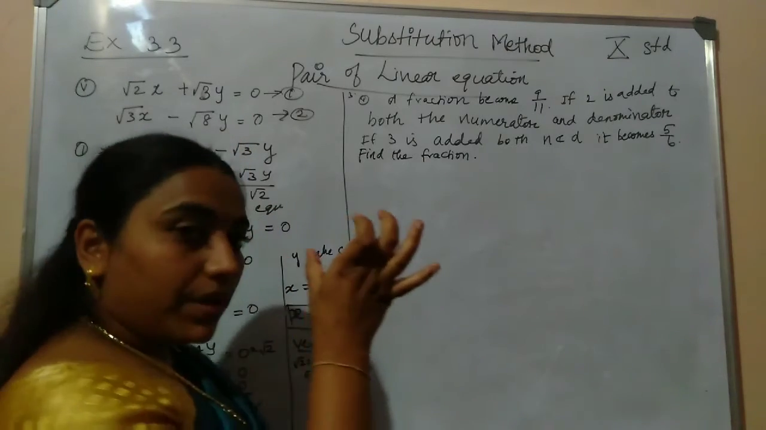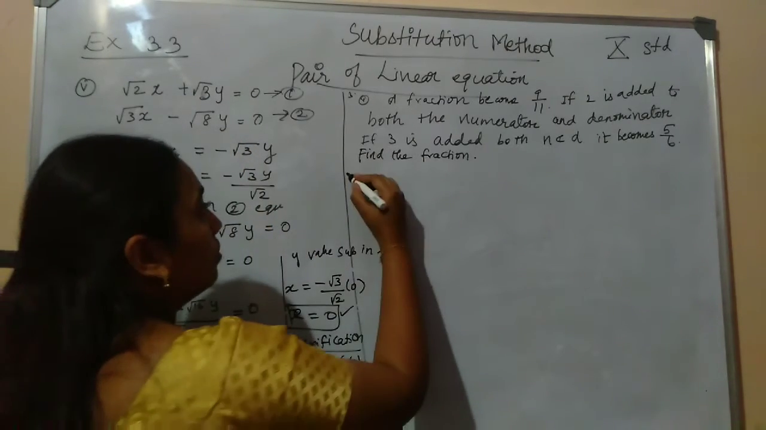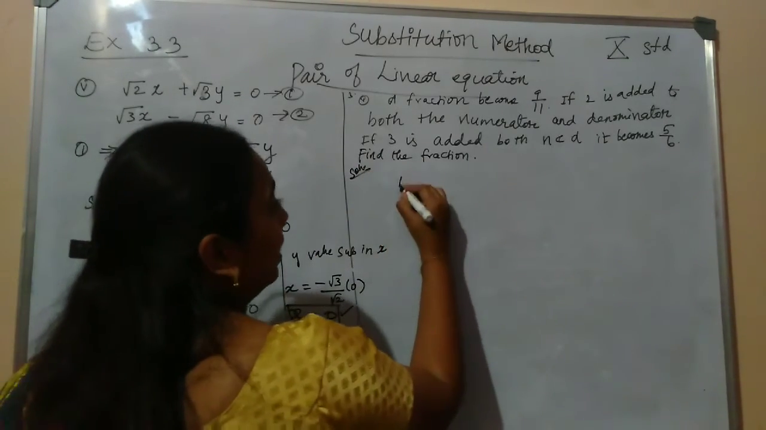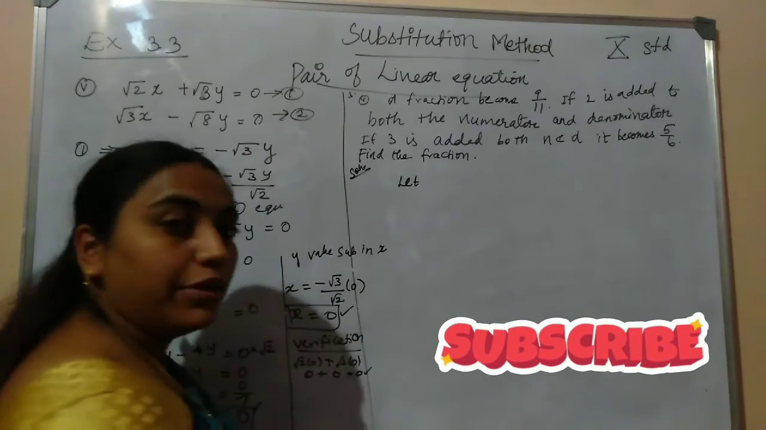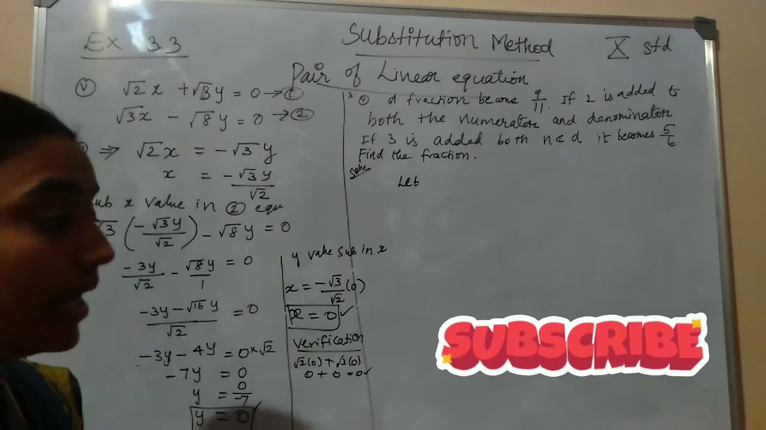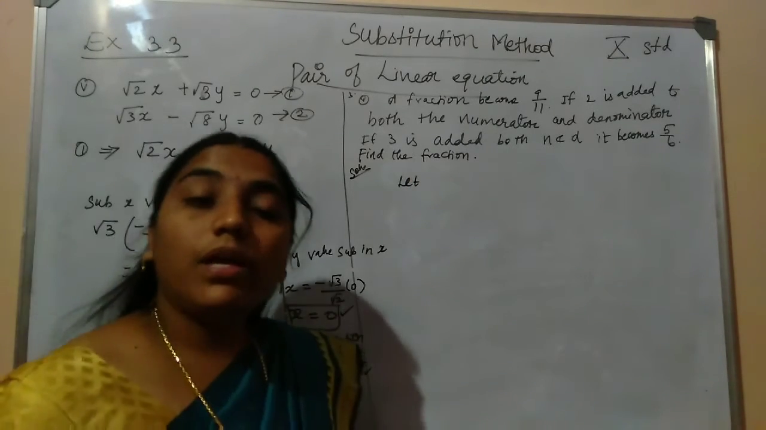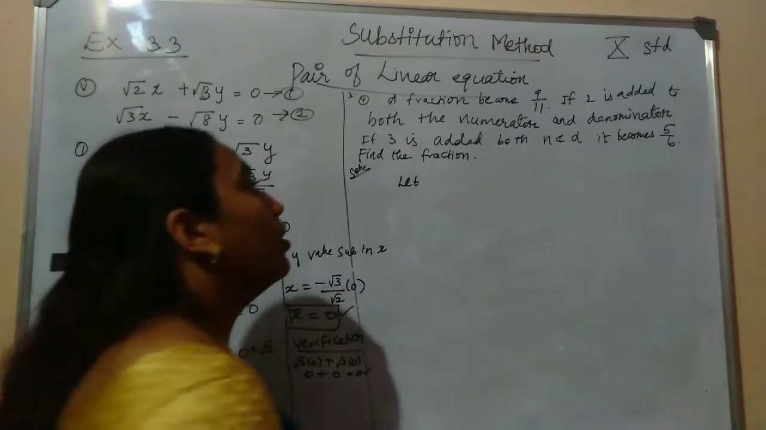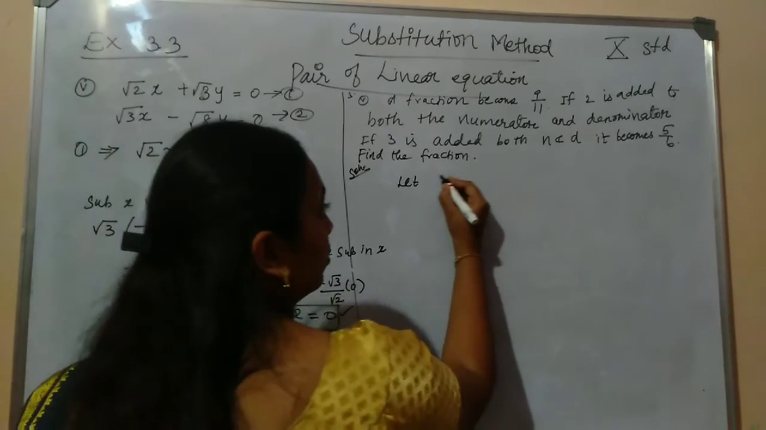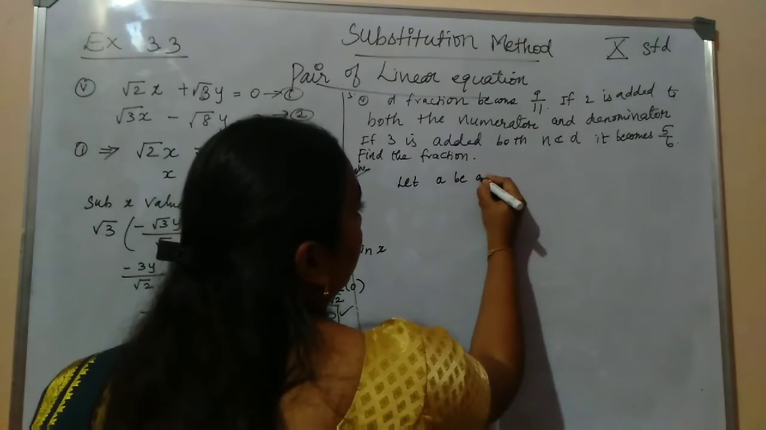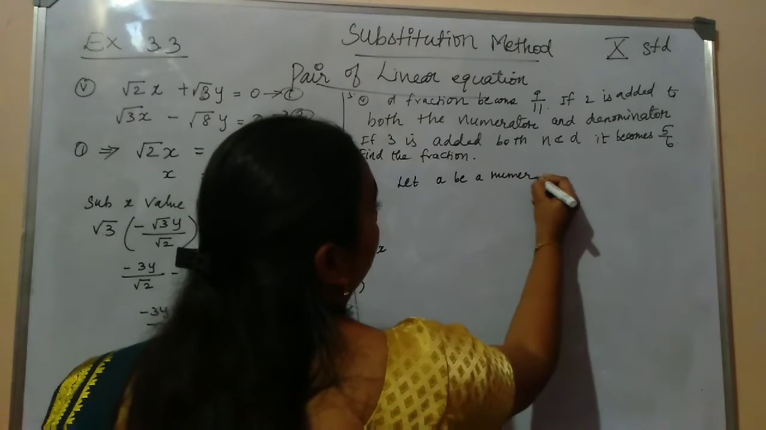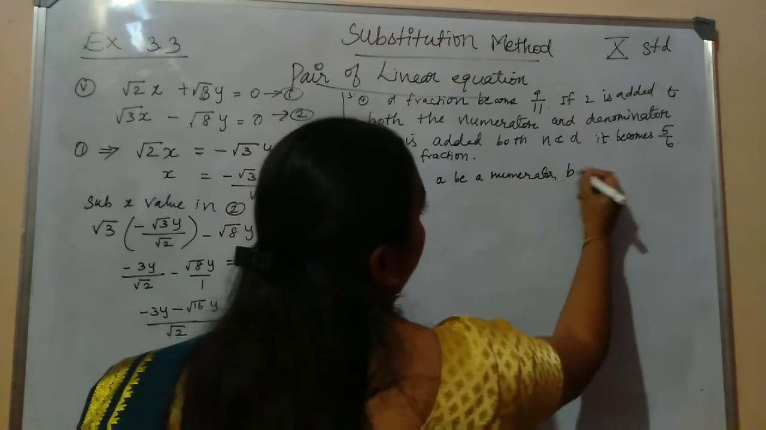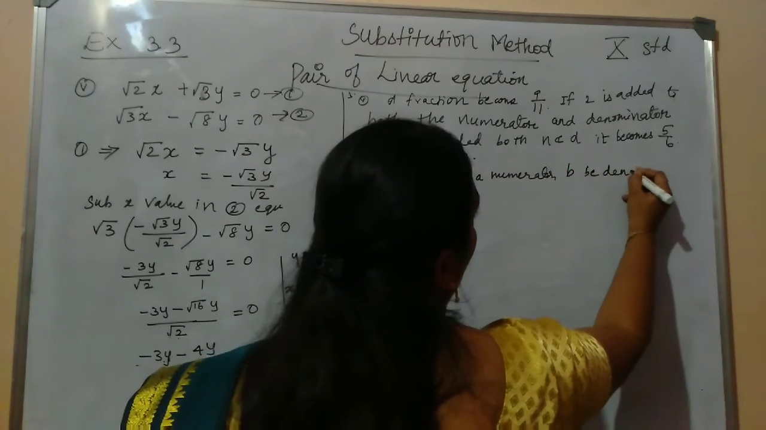Now, numerator and denominator are there. So the solution: let x be the numerator and y be the denominator. In case shall I take a and b, you can take them, no problem. So okay, we can take a also. Let a be the numerator and b be the denominator.